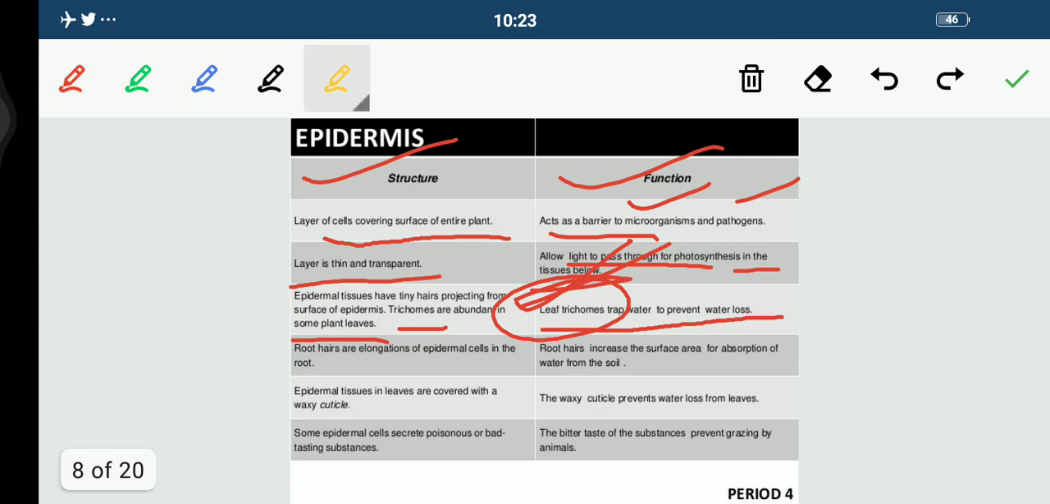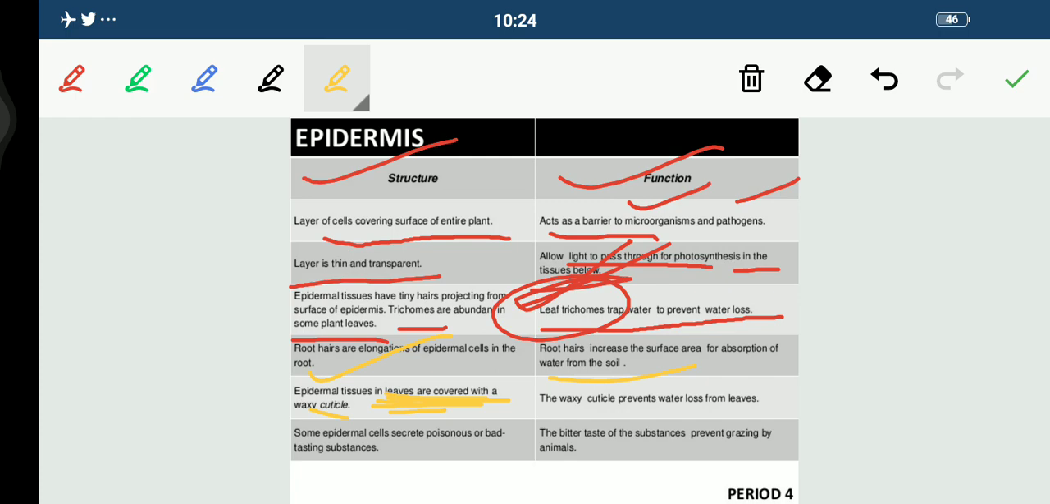Now, students, next one. Epidermal tissue in leaves is covered with a waxy cuticle. I have already told you, if these epidermal hairs are present in the roots, the trichomes we have done, root hairs will increase the surface area. We had already discussed this, students, that root hairs increase the surface area, and if the surface area is increased, what will happen? The absorption of water from the soil would be more.